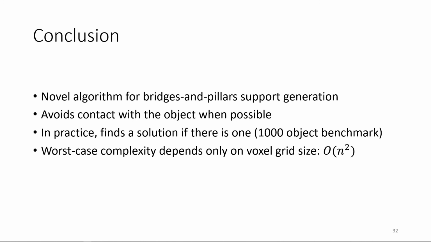In conclusion, we present a novel algorithm for bridges and pillars support generation. It avoids contact with the object when possible without incurring any extra costs. In practice, it always finds a solution if there is one. We tested this on a 1000 object benchmark without any failure case. Finally, the worst case complexity depends only on the voxel grid size, scaling with the square of the number of voxels.